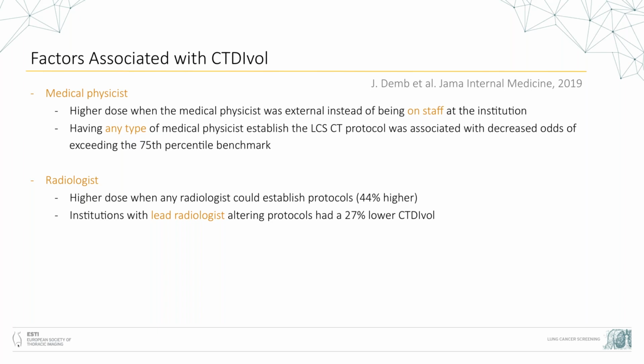So a higher dose was noted when the medical physicist was external instead of being on staff at the institution. And when they also looked at the medical physicists, just having any type of medical physicist establish the lung cancer screening CT protocol was associated with decreased odds of exceeding the 75th percentile benchmark. And then when they looked at the radiologist, there was a higher dose when any radiologist in the department could establish the protocols, but institutions with a lead radiologist responsible for the lung cancer screening, if they were able to optimize the protocols, had a 27% lower CTDI volume.